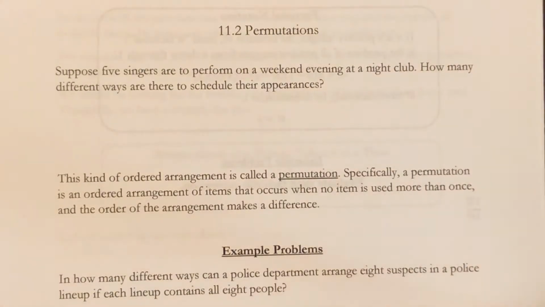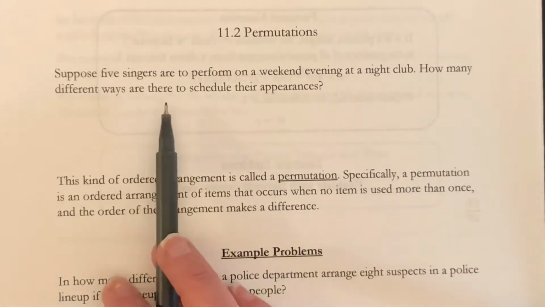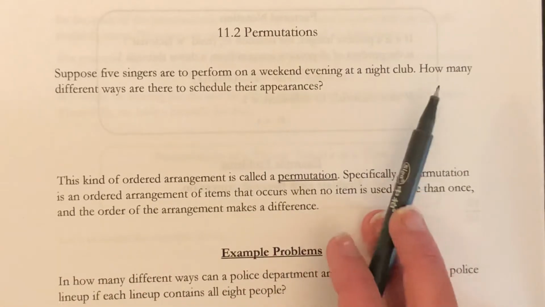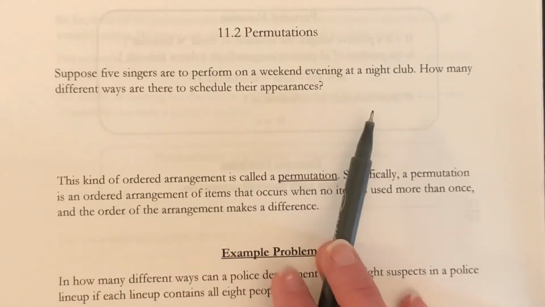This is section 11.2, permutations. So we are still heading towards solving probabilities, and we are still working towards learning how to count how many different ways a particular event can happen. Now, suppose we have 5 singers and they are to perform on a weekend evening in a nightclub, and we're asked how many different ways there are to schedule their appearances.